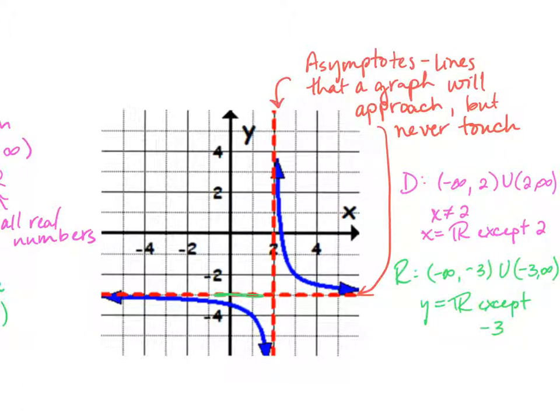Just kind of trying to give us a basic idea of domain and range and how to deal with those.